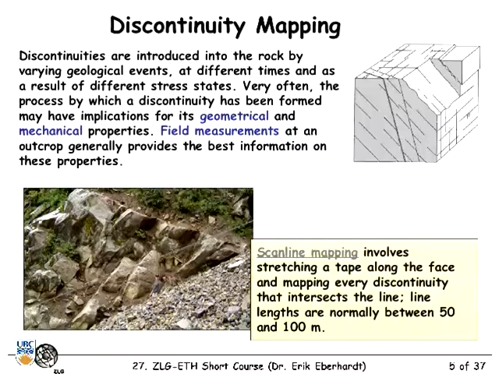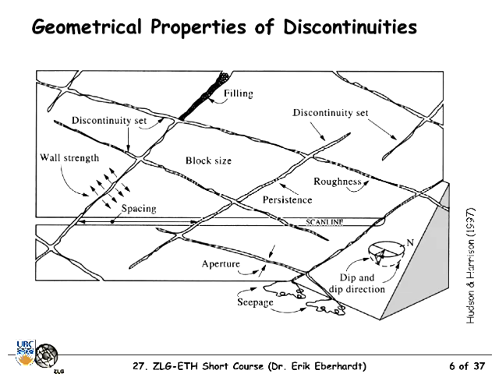Now there's a bias that comes in the mapping because this is a line, and there's a three-dimensional nature to the outcrop. But this is something that can also be corrected for. So you're trying to come up with a systematic means of forcing yourself to map. And these line lengths are normally between 50 and 100 meters, where again you set up your line and you map everything in a systematic way.